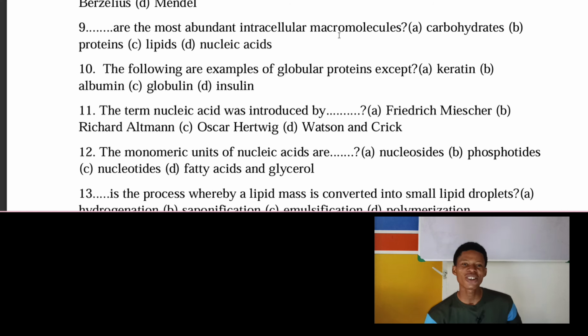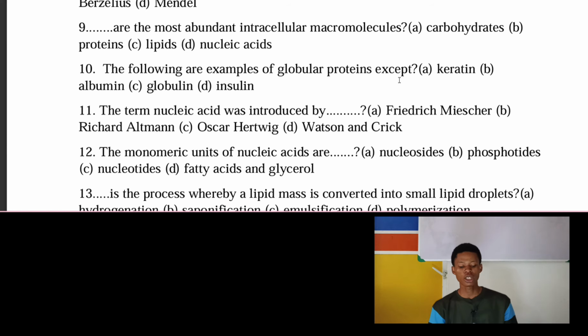All right. Moving on to the second round, number 11. The term nucleic acid was introduced by dash. So who introduced the term nucleic acid? There was this guy that brought about this term. His name is Richard Altman. What Watson and Crick did was the structure of DNA. But Richard Altman, option B, was the person that introduced the term nucleic acid.